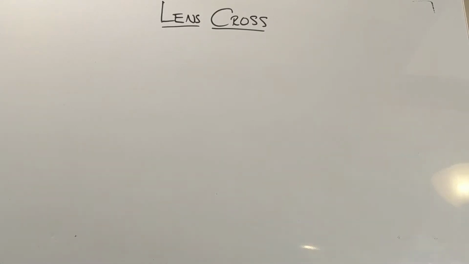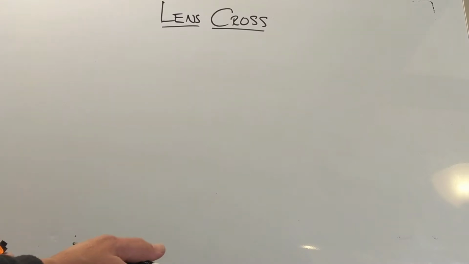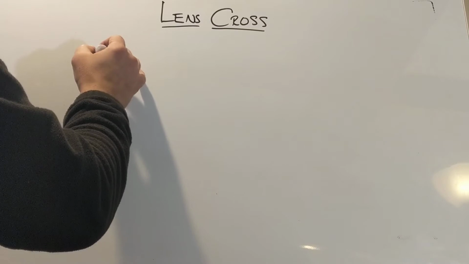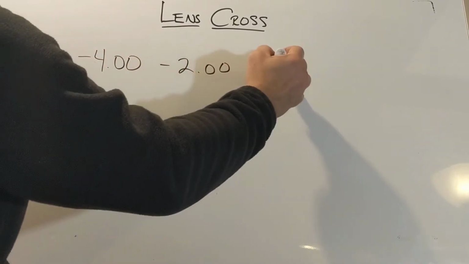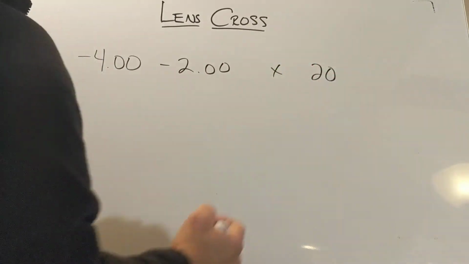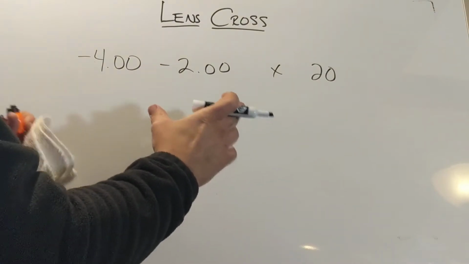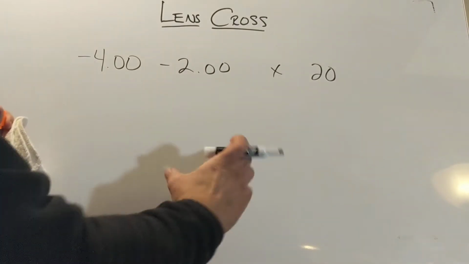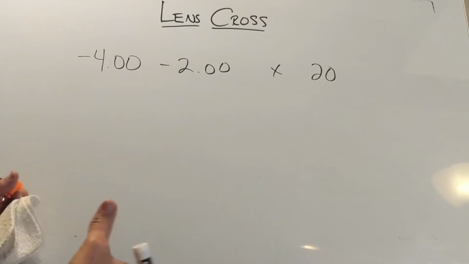I wanted to revisit the lens cross because this is sort of critical to understand in ophthalmic optics. If you actually have a prescription, -4, -2, axis, make something up, let's say 20 degrees. It's really important for you to be able to visualize how this prescription would look on someone's face, or how a lens would be oriented if it were properly positioned, what power needs to go where.